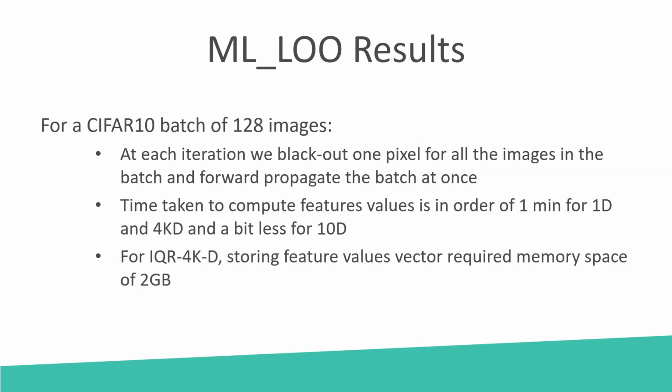And now let's take a look at the time performance of the multi-layered approach. We did not go through the images one by one in our experiment. We went through batches, and each batch has 128 images. We black out 1 pixel for all the images in the batch and forward propagate the batch at once. So the time taken to compute feature values is in the order of 1 minute for 1D and 4KD, and a bit less for the 10D.